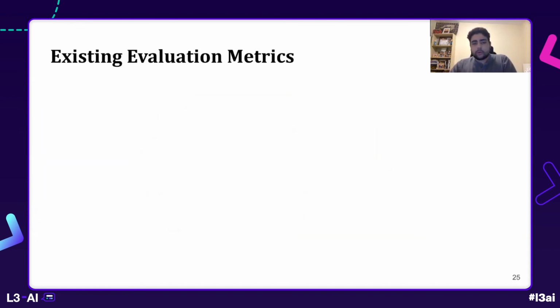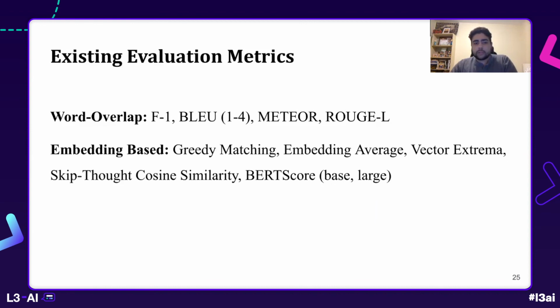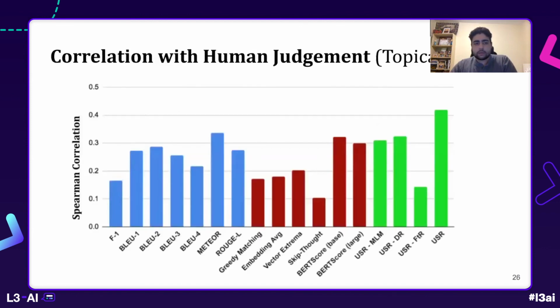Before I talk about the performance of the USR metric, I just want to briefly mention some existing evaluation metrics that we compare to. We compare to word overlap metrics like F1, BLEU score, METEOR, and also embedding metrics like Skip-Thought and BERTScore. So first, I'm going to show the correlation with human judgment for the topical chat data. As you can see, the USR metrics are shown in green, and the overall USR metric, which is the output of the regression, is the best correlated with human judgment.